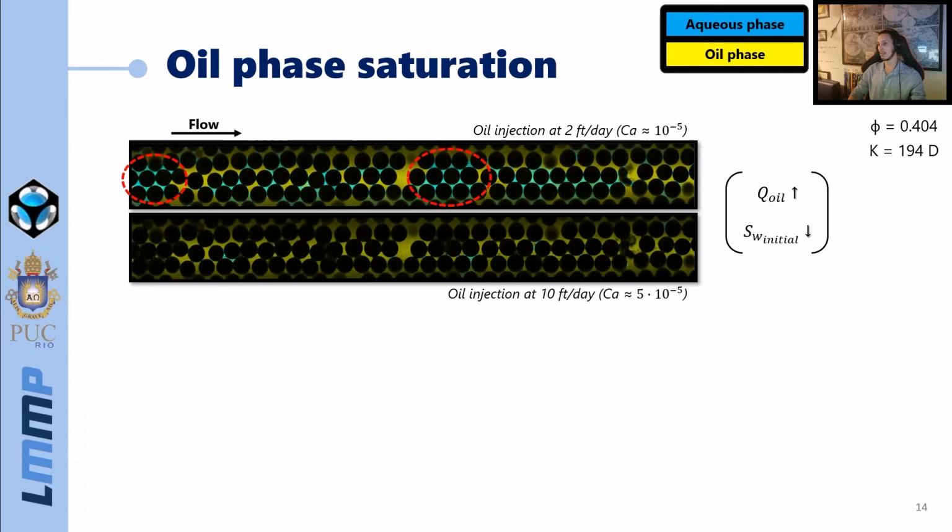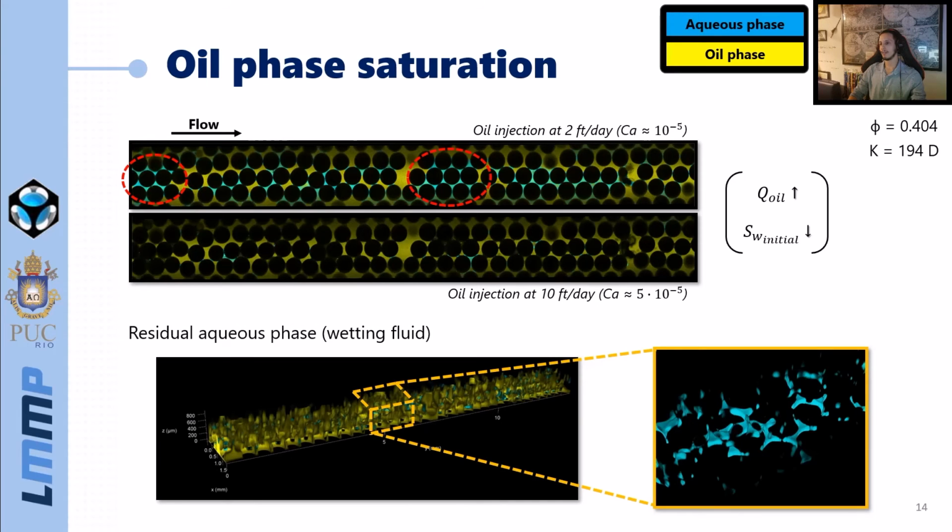As expected, we can observe that the higher the oil injection flow rates are, the higher the oil saturation is. Some regions, highlighted in red, show pockets filled with the aqueous phase that are displaced by higher oil flow rates. A 3D visualization is also possible, allowing the analysis of the residual aqueous phase. The images of this step also show the wetting pattern of the glass beads.